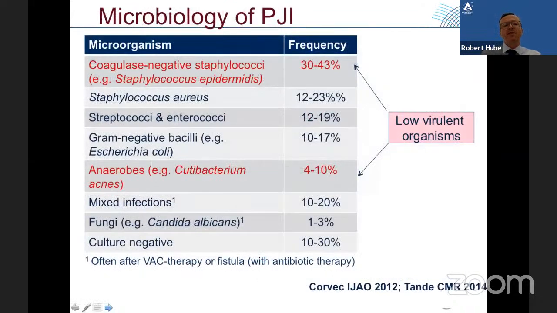The problem is the low-grade infections. And I don't know about the situation in Jordan, and we can discuss it later on. But in Germany, Staph epidermidis and Cutibacterium acnes, formerly called Propionibacterium, that's about half, 50% of our organisms. That means 50% of our organisms actually don't appear as an infection of the hip or the knee. They appear as a painful knee.